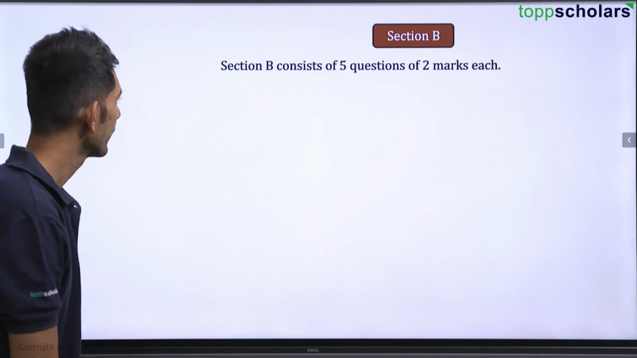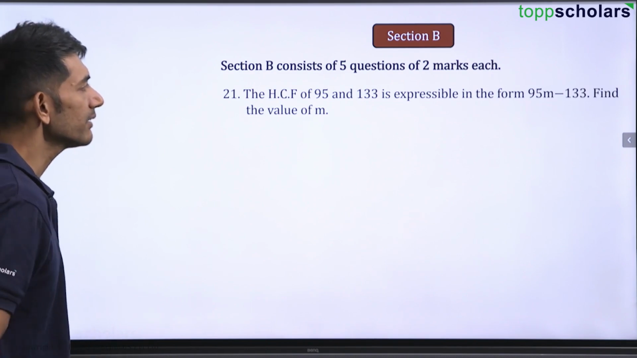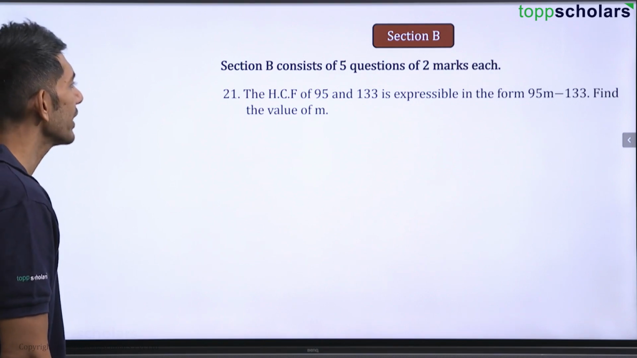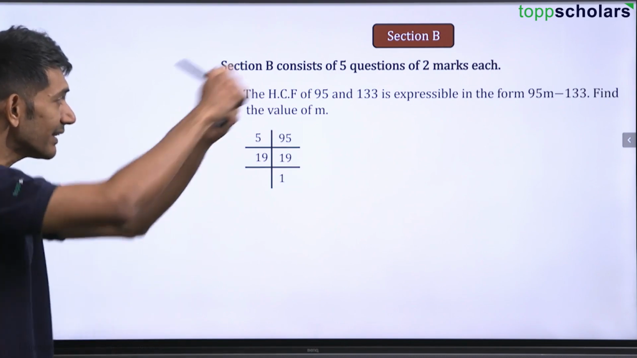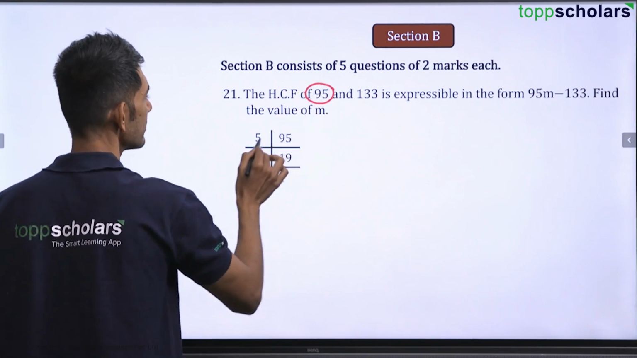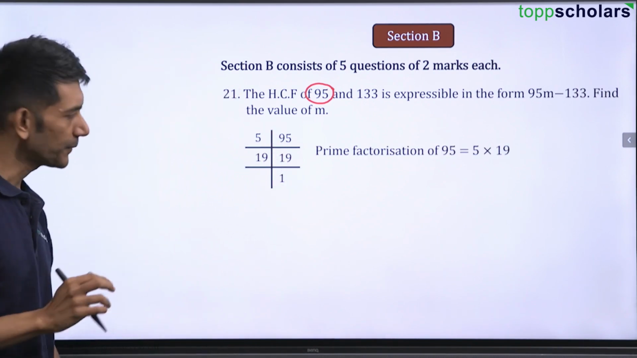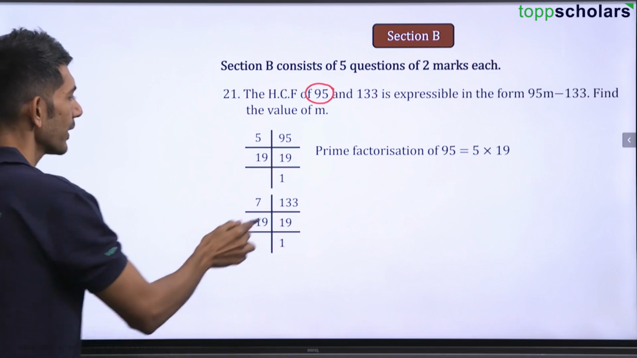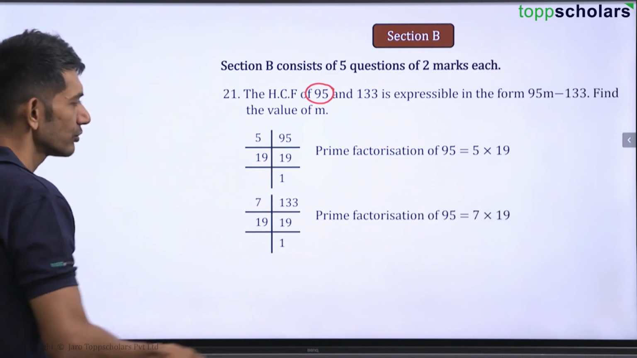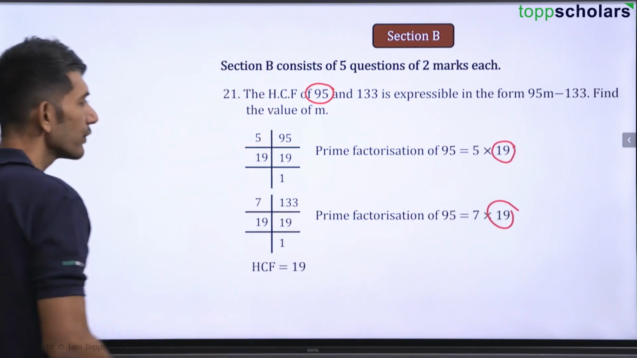Easy. Okay. Now the next question says, the HCF of 95 and 133 is expressible in the form 95m minus 133. Find the value of m. Okay. Now firstly we need the HCF, right? So let us find out the HCF. So 95 can be factorized, divided by 5, divided by 19, you get 95 is 5 into 19. Let's talk about 133. You can divide by 7, you get 19, you divide by 19, you get 1. 7 and 19, both of them are prime numbers. So 7 into 19, what is common? Can I say the common number over here is 19? That is going to give you the HCF.